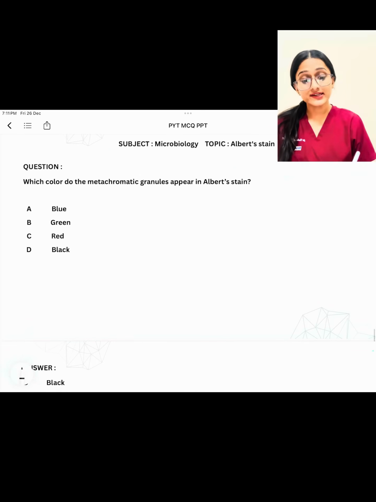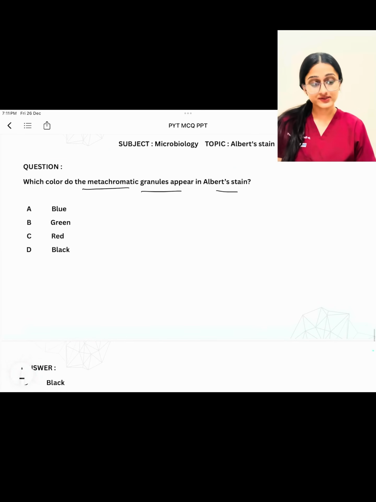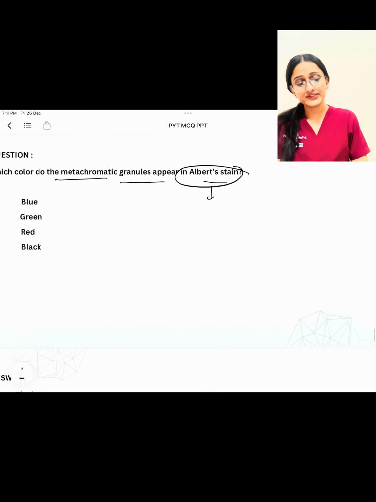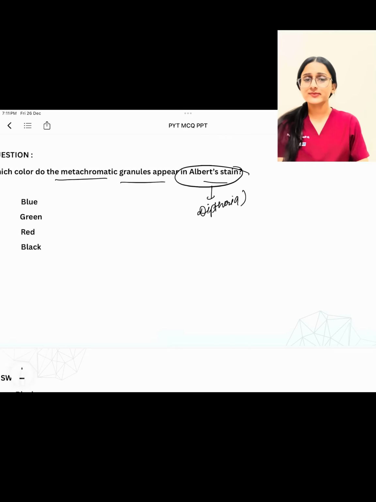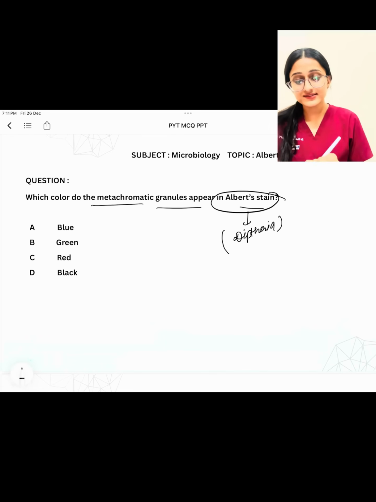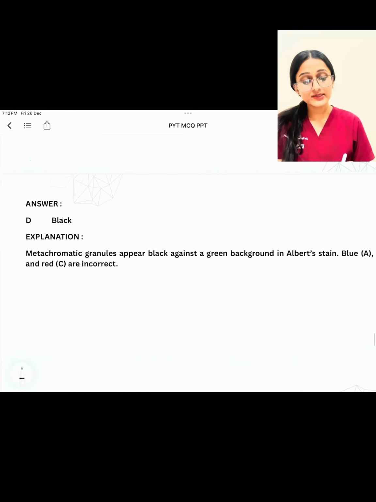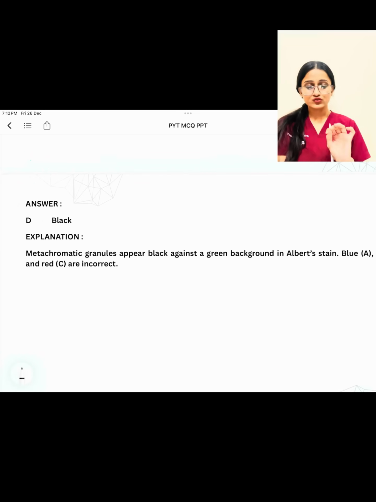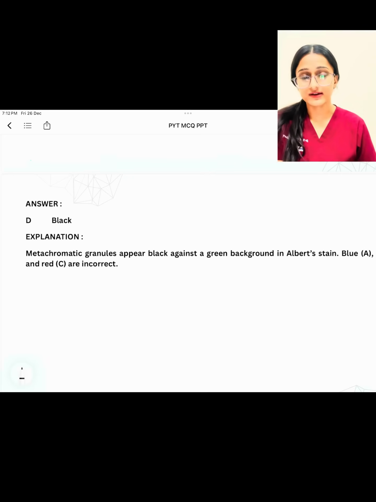Which color do the metachromatic granules appear in the Albert stain? Albert stain basically we use for diphtheria, Corynebacterium diphtheriae. That is a repeated question. They're asking the metachromatic granules color. The answer is black color, not blue color. Basically metachromatic granules appear black against a green background. So that is for diphtheria.